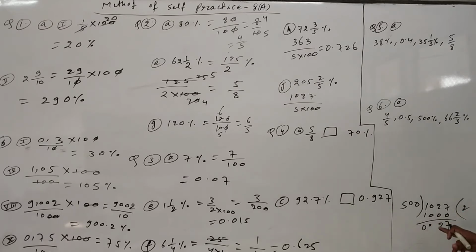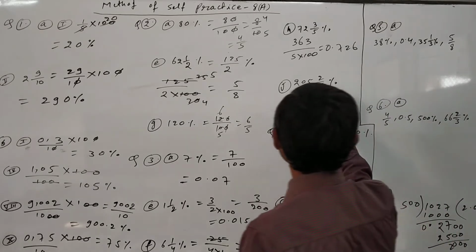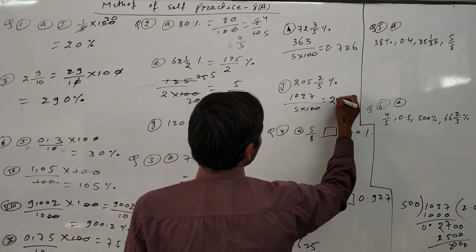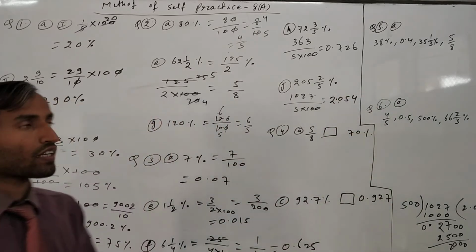It is not divisible. First of all we will put point here, then it will come 0. Again it is not divisible, we put 1 0. Then we will divide by 500. So it will come 2500 0 0 0 0 2. Again we can put 1 0, so 4 times. So the final answer will come 2.054. This is the final answer.